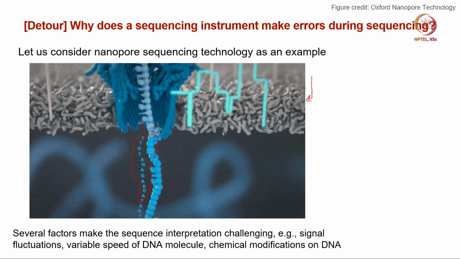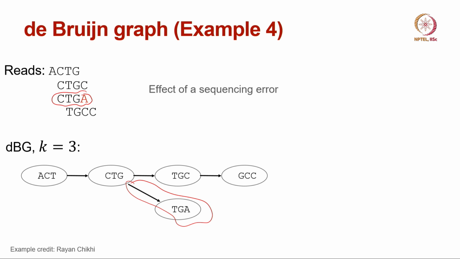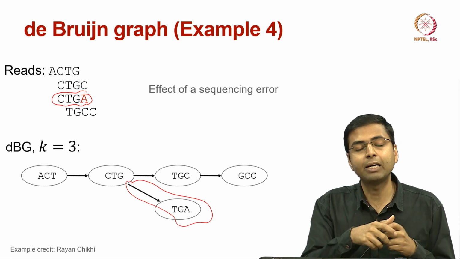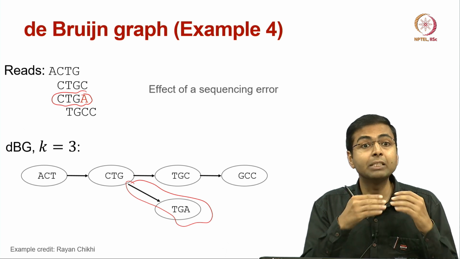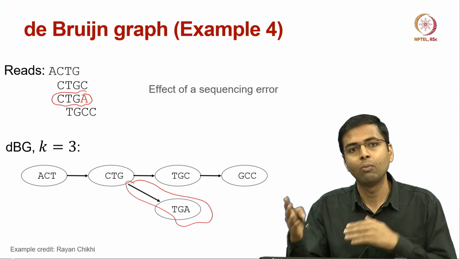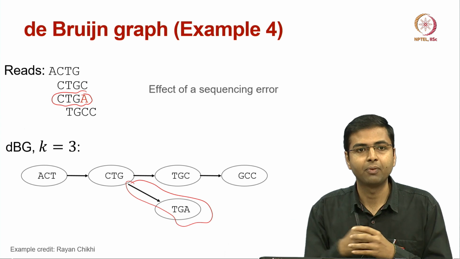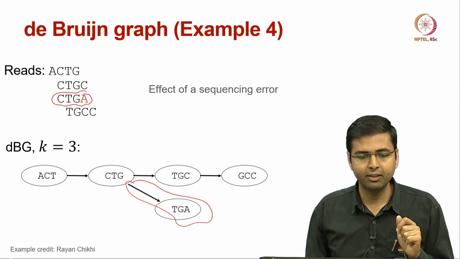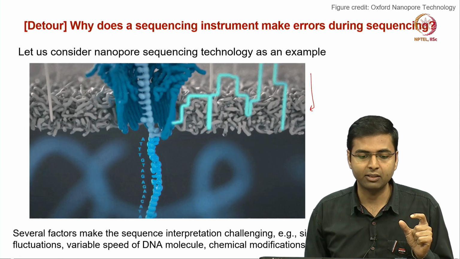As a result, producing reads which are error free is extremely challenging in practice, and that is why sequencing errors like this crop up in real data. Modern genome assemblers would always address these sequencing errors, and maybe they will have a pre-correction step that will first try to correct as many errors as possible before moving to the genome assembly step. Okay, so that was a short detour that we took for explaining why sequencing errors occur.